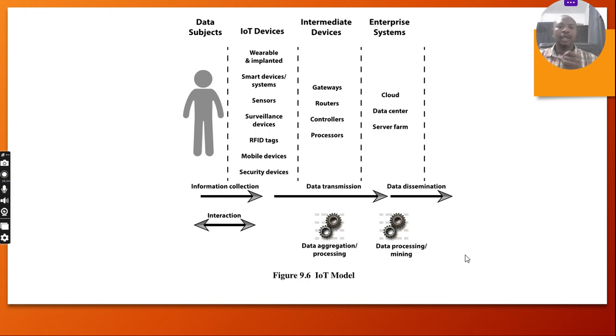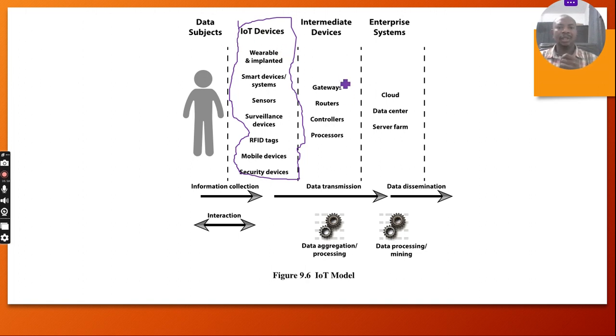Now in this model we have what we call the data subject, which is us, the principal of the personally identifiable information. Then after that we have what we call the Internet of Things. Like this, we can see they are already segmented. We don't have to bother ourselves about this.